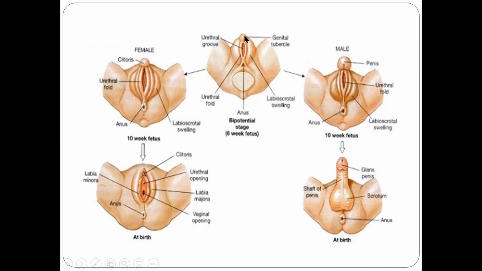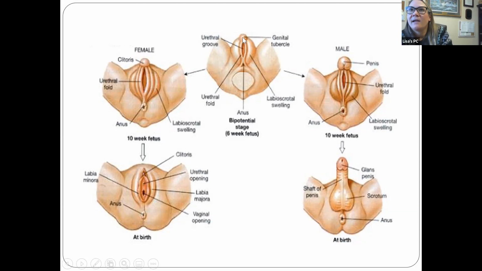Okay, perfect. So when you're looking at this structure here, when we're bipotential, it's called a genital tubercle. And then these structures here are called labioscrotal swellings. These structures here, the little ones, are called urethral folds. And then this structure here in the middle is the urethral groove. Of course, you've got your anus.